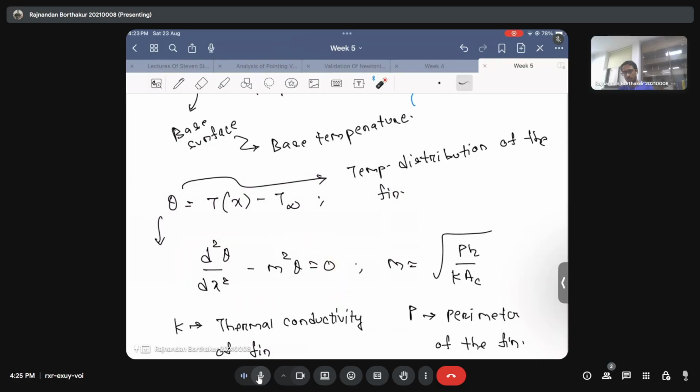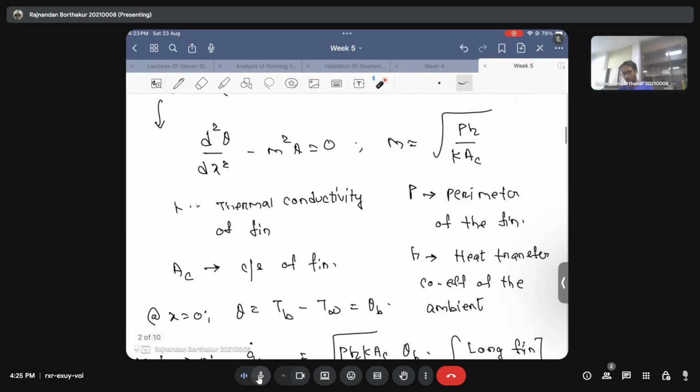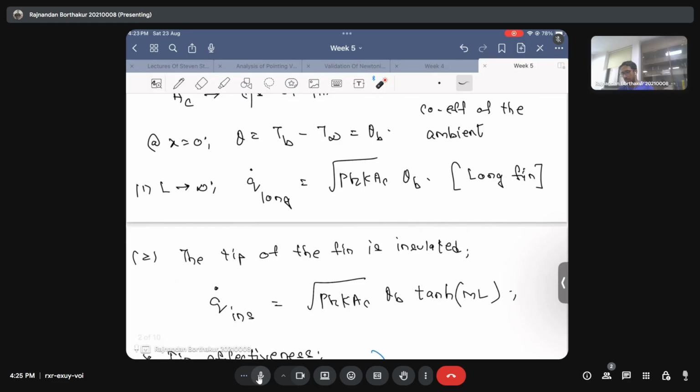It's a second order ODE, and depending on the boundary condition you apply at the tip of the fin, you will get an expression for the rate of heat transfer from the fin. For instance, if you have a long fin, your rate of heat transfer is the square root of P h k A_c times theta_b. And if you have an insulated tip, the rate of heat transfer is this term multiplied by tanh(mL). So if you take the ratio of heat transfer from an insulated tip boundary condition to the heat transfer from a long fin, your ratio is just going to be tanh(mL). Of course, it's going to be non-dimensional because it's a tanh function that we are writing here.